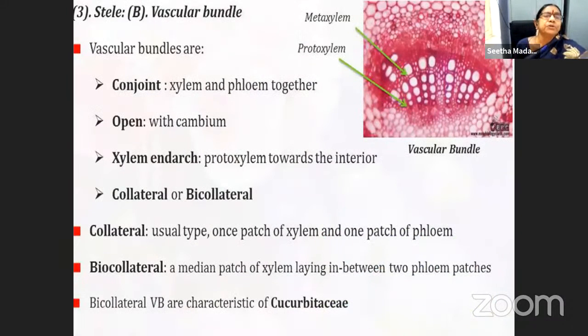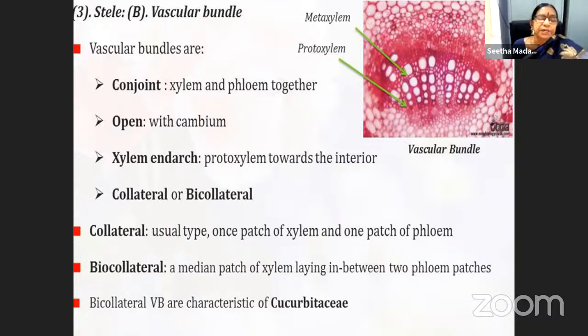Then coming to the description of vascular bundles, in dicot stem, vascular bundles are described as conjoint, collateral and open. Conjoint means xylem and phloem are placed together. Open means when the cambium is present, the vascular bundle is described as open. Xylem endarch means protoxylem faces towards the center and the metaxylem faces towards the periphery. You will come across protoxylem and metaxylem again in the next slide.